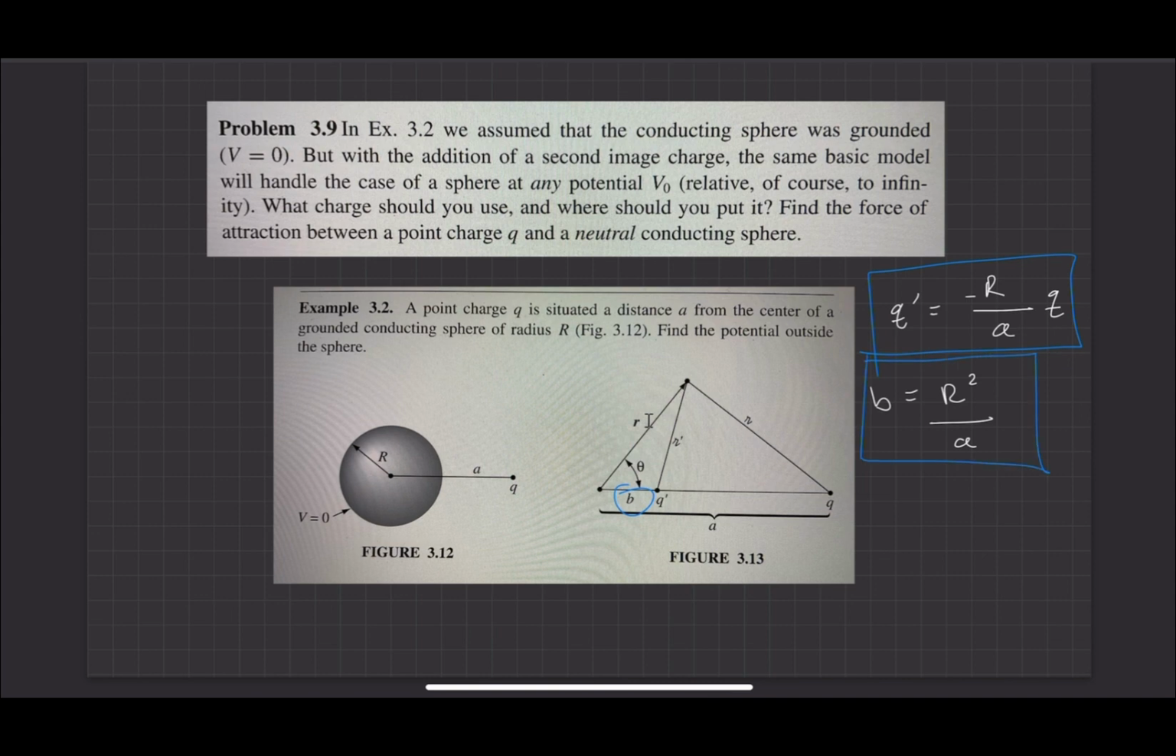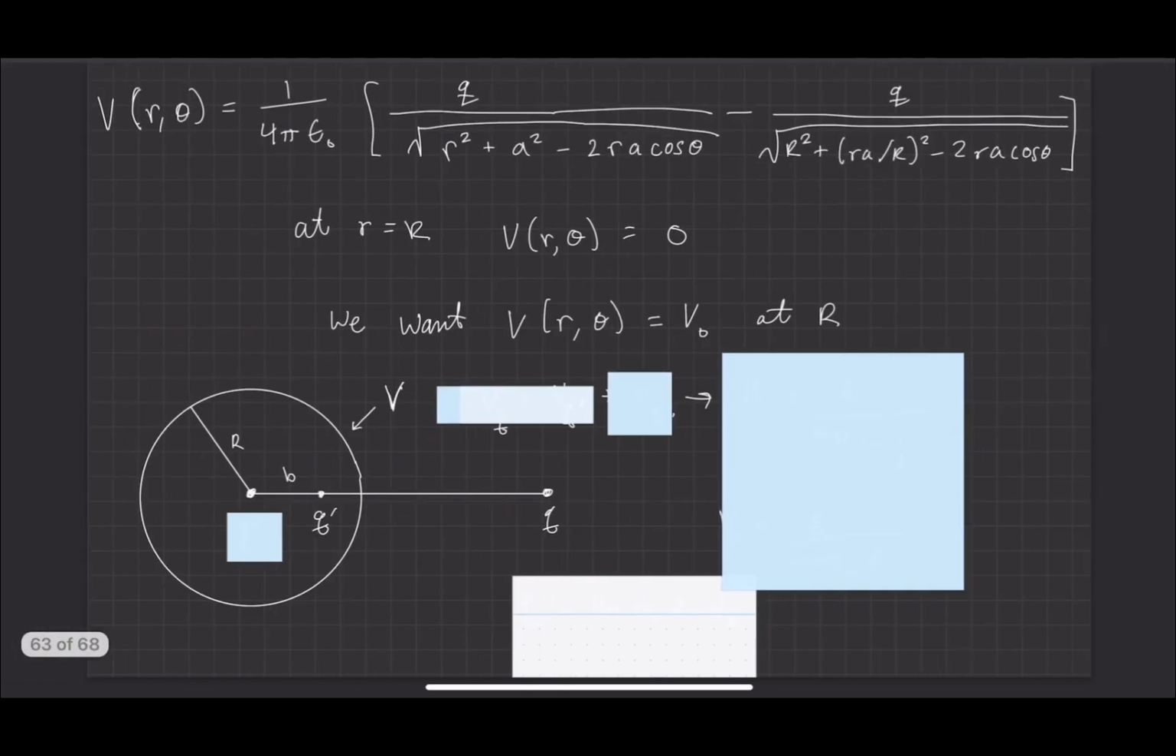Right. And so to solve for the potential on the outside of the sphere, the book uses the law of cosines as well as this triangle, and it solves it here. Since we know that the sphere is grounded and the potential at the surface of the sphere is 0, we would expect that if we plug in r, the radius of the sphere, into these little r's, we would get 0, and indeed we do get 0.